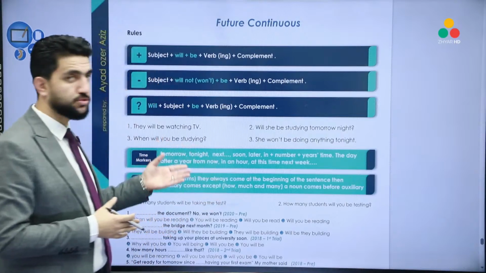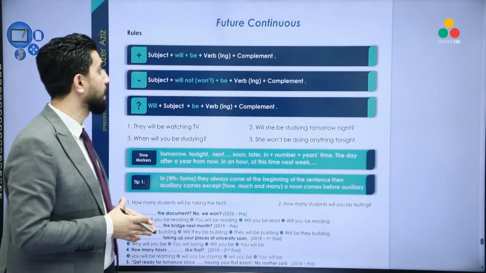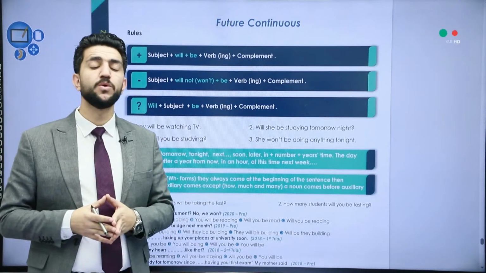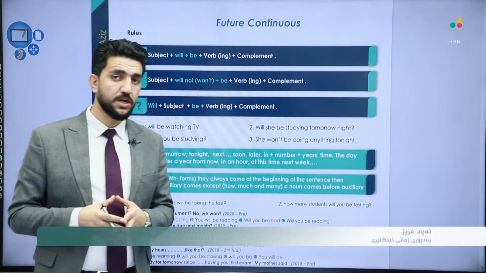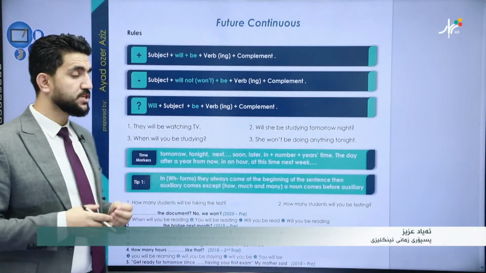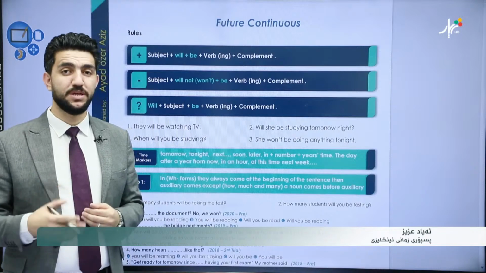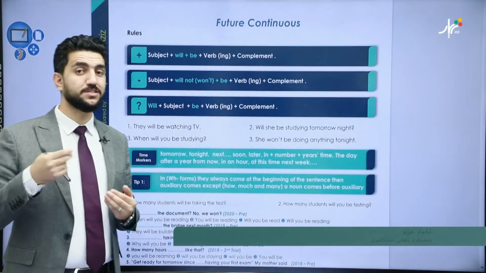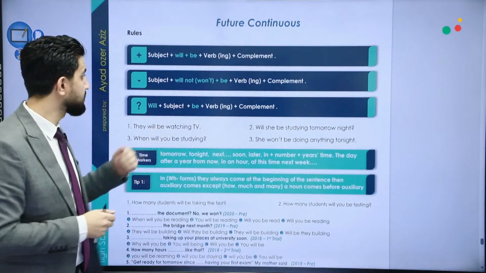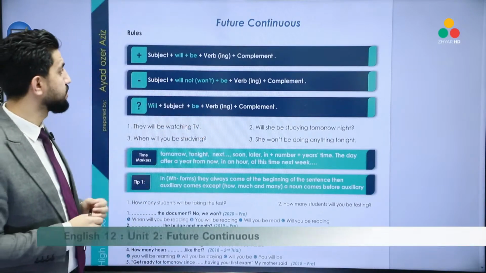Okay, this is Unit 2. Future Continuous: how Future Continuous is used and how it's structured. When it comes to Future Continuous, we're talking about something that's happening in the near future, soon, and it's continuous in the future. This is how we use it. Let's take a look together.